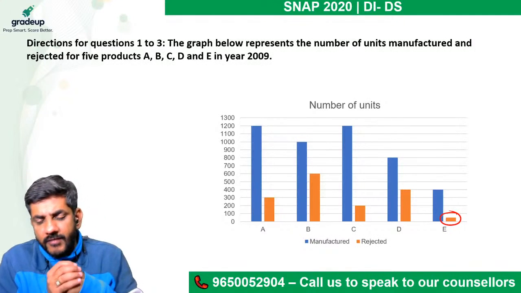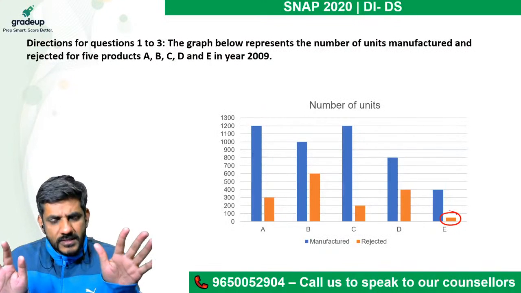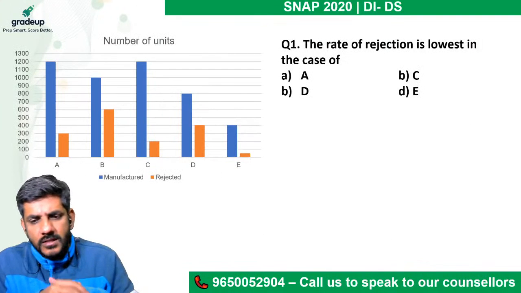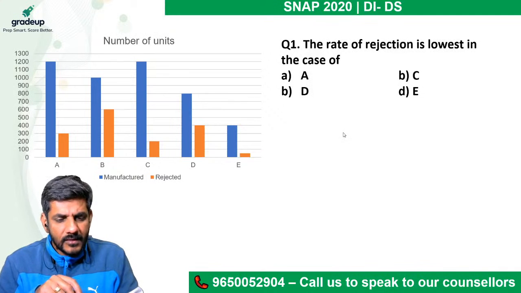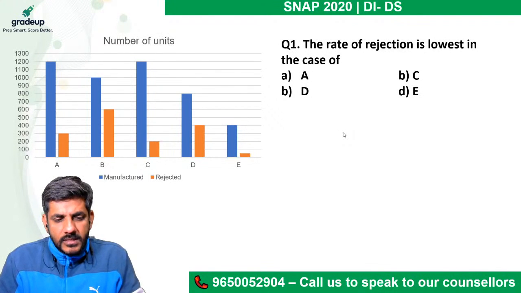So here, if I look at this graph, I would say the graph is quite easy. Simple questions are given, units manufactured and rejected. Even if you look at the questions, the rate of rejection is lowest in the case of... Can you answer this, guys? Please answer this fast. What is your answer for this question? The rate of rejection is lowest for which one?